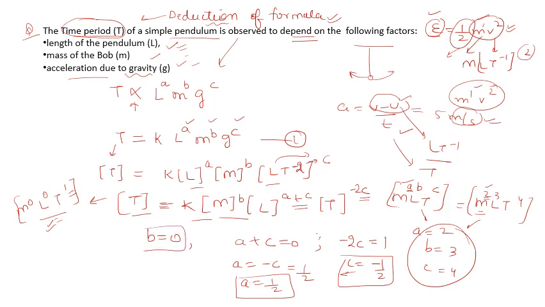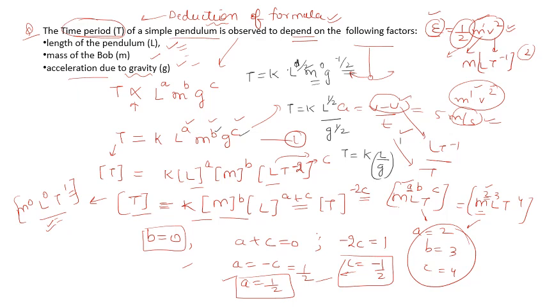Now you have got all these three values. You can substitute in this form. So your time will be K L raised to power B, which is 0, M raised to power, L raised to power A, which is half, M raised to power 0, which is B, and G raised to power C, which is minus half, right? So M raised to power 0 will become 1. So you are left with L raised to power half divided by G raised to power half, because you can take this minus power into denominator to make it positive. And you can collectively write it as L by G raised to power 1 by 2.